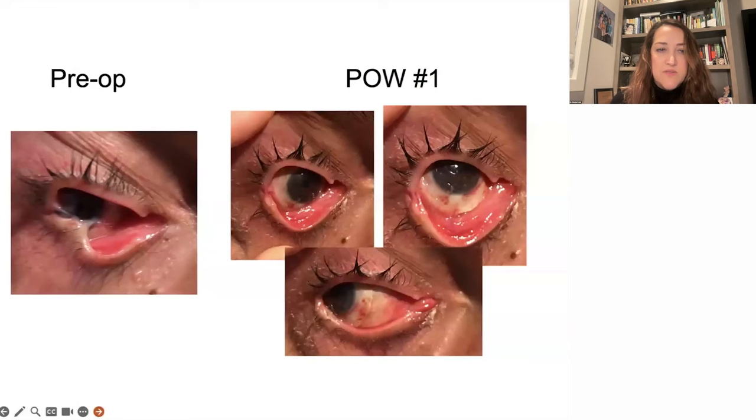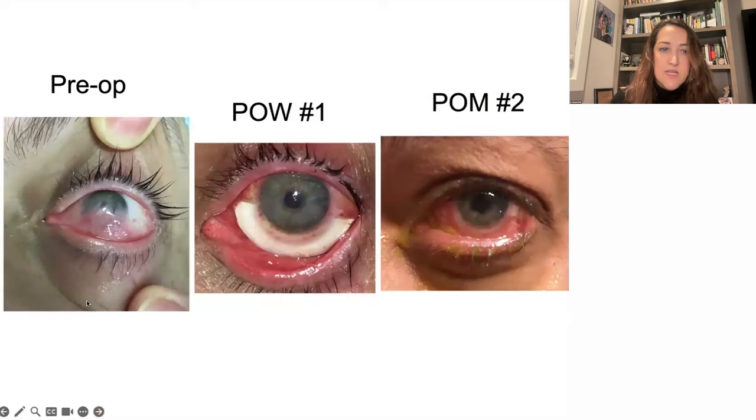This is a patient with severe symblepharon in multiple areas. We were able to take all of this down and place keratolimbal allografts in multiple areas across the ocular surface. He has full motion now as well.